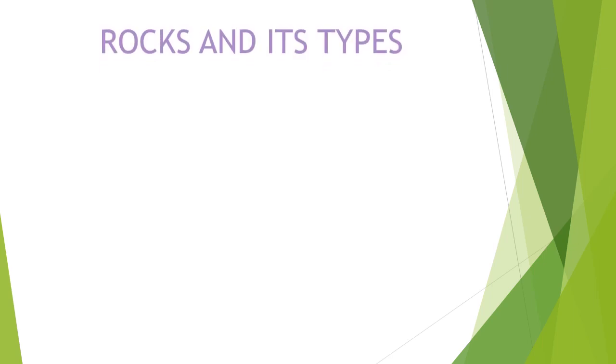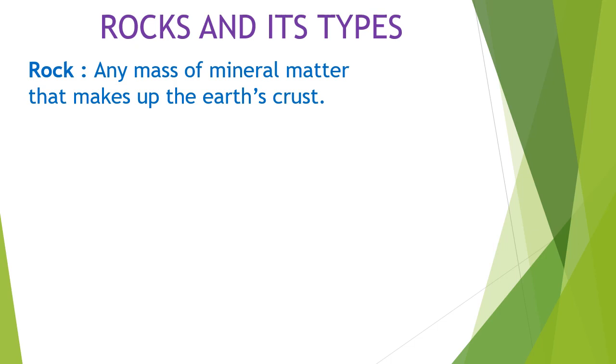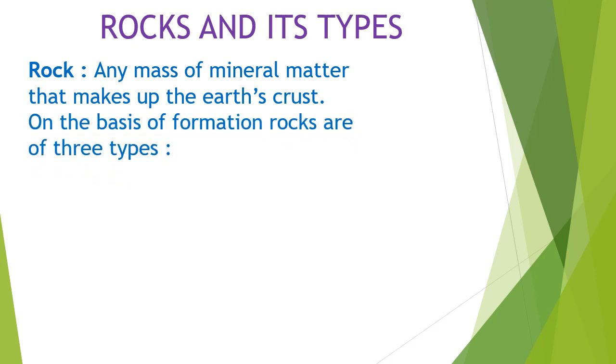As we have already seen in the structure inside the earth, the topmost layer of the earth is in solid form, made up of solid material called rocks, which contain minerals. So today we will study about rocks and its types. First we will see what is rock. Any mass of mineral matter that makes up the earth's crust is called rock. On the basis of its formation, rocks are of three types.